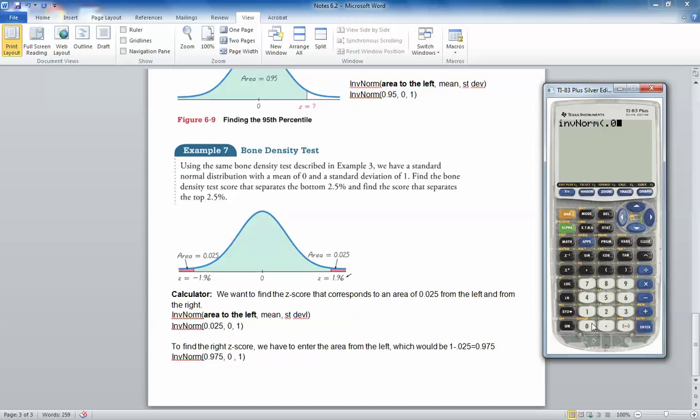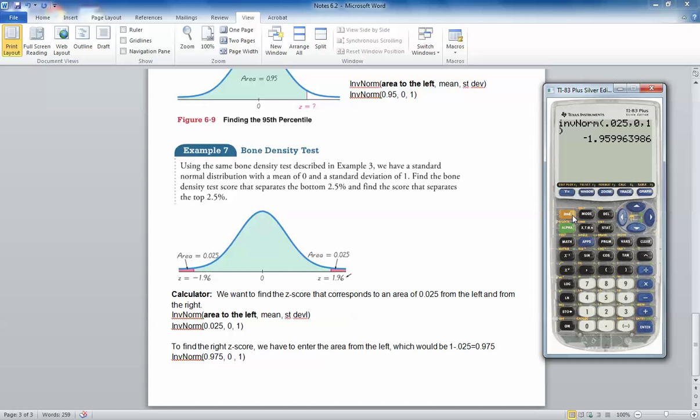So 0.025, this is to find the cutoff for the bottom 2.5%, mean of 0, standard deviation of 1, and that would give us a z-score of negative 1.96. Now, since we're looking at exactly the same area on the other side, you know that the distribution is symmetric, so it has to be the positive 1.96, but let's just see how to use the calculator to do that.